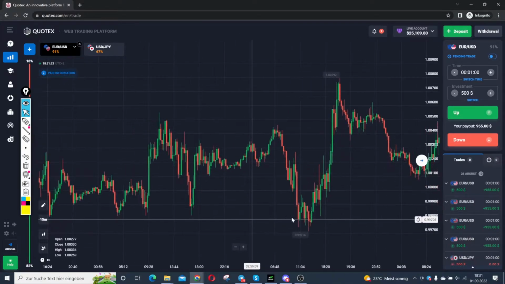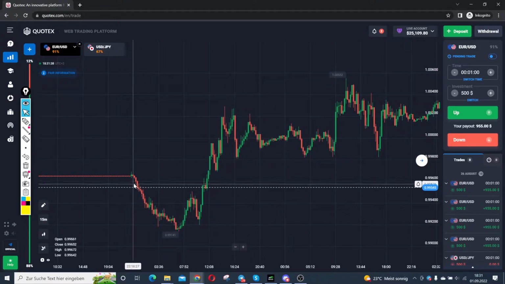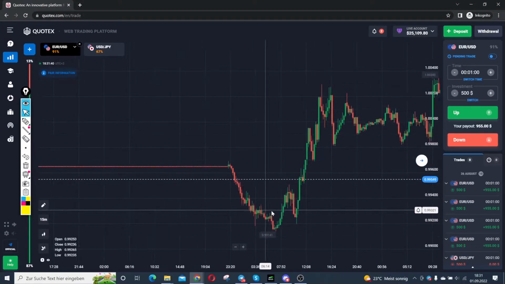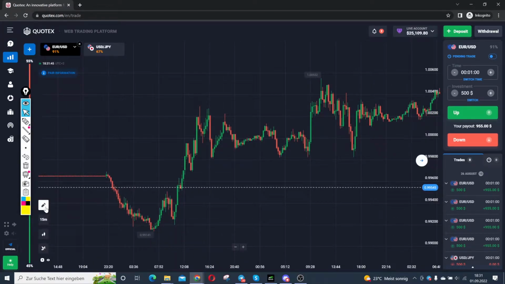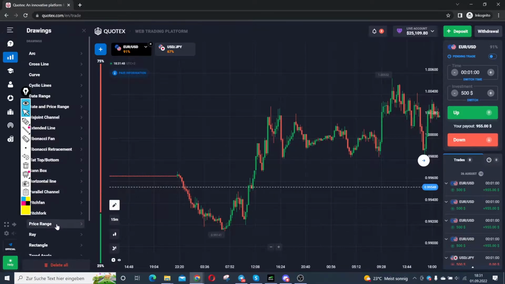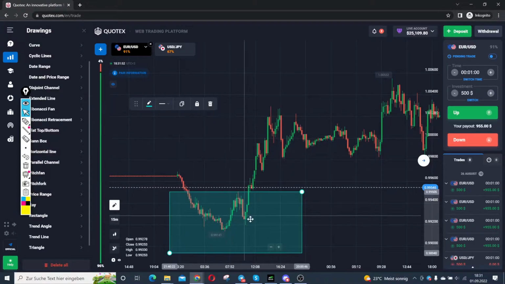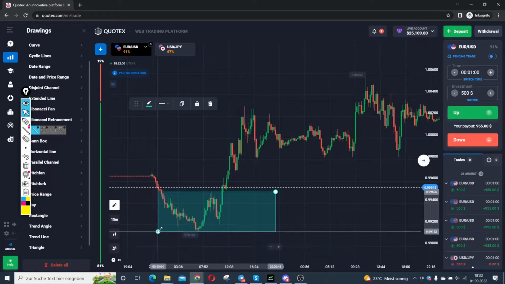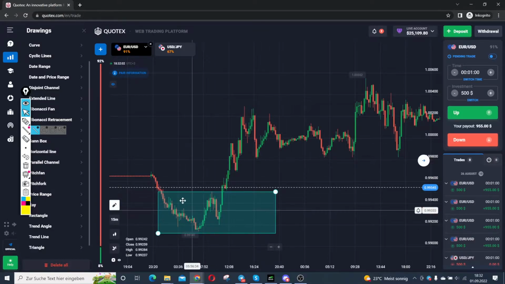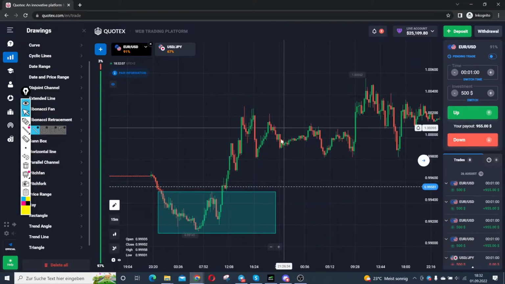Is there a support? Yeah, right now we see some support, a low. We can see a low here below the 1.00, and I will mark that with a rectangle. This is a support area because the price came from up here and went up there. So I'm drawing this rectangle, this box, and I see the price action here. The market comes down, consolidates, and goes up.